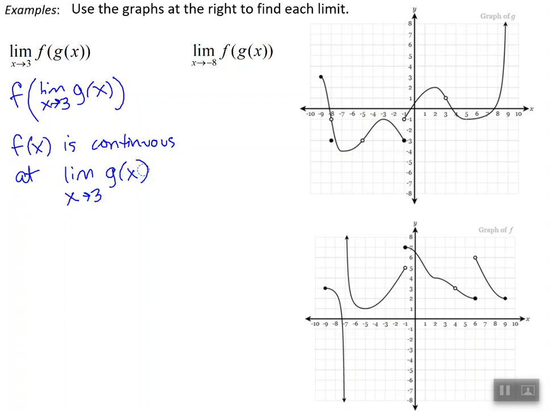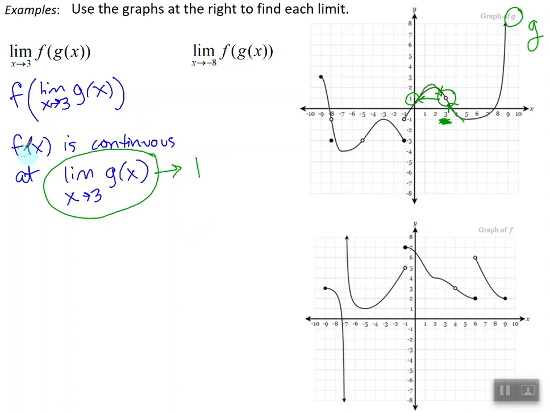Well, what does that look like? Let's start by finding the limit as x approaches 3 of g of x. We'll go to our graph of g, and we'll see where x is 3, and we go to the function looking from both sides. It looks like they approach the same value of 1. So that limit is 1.